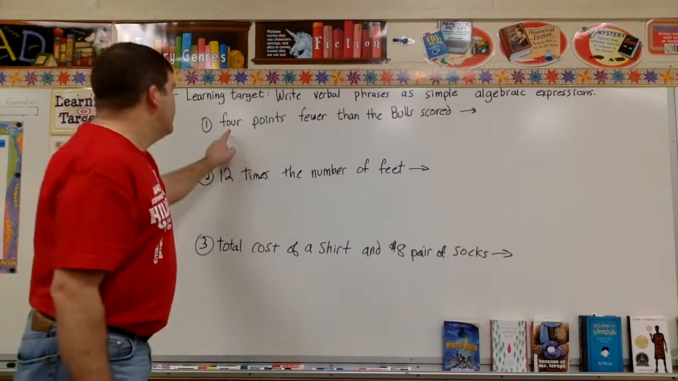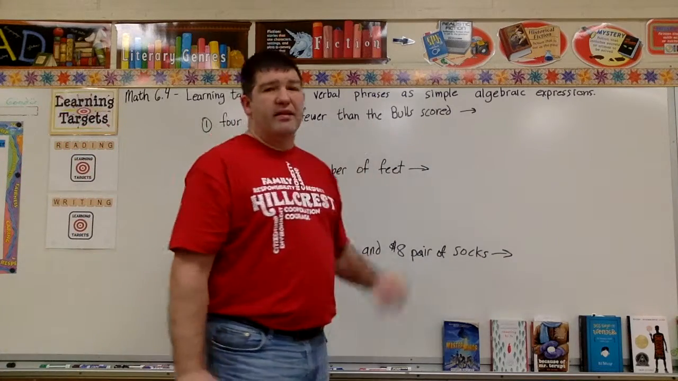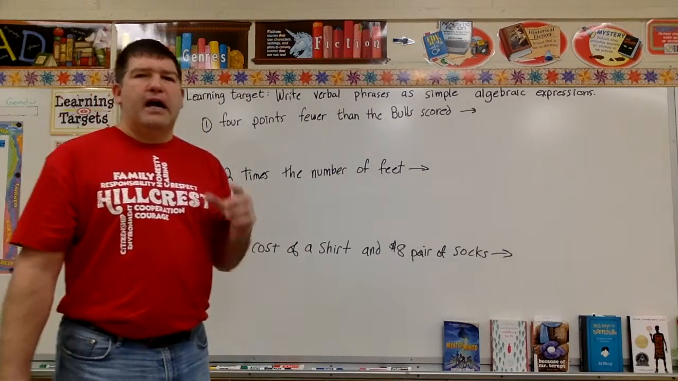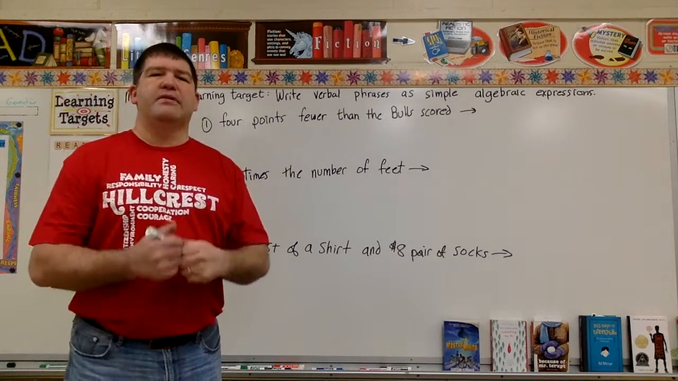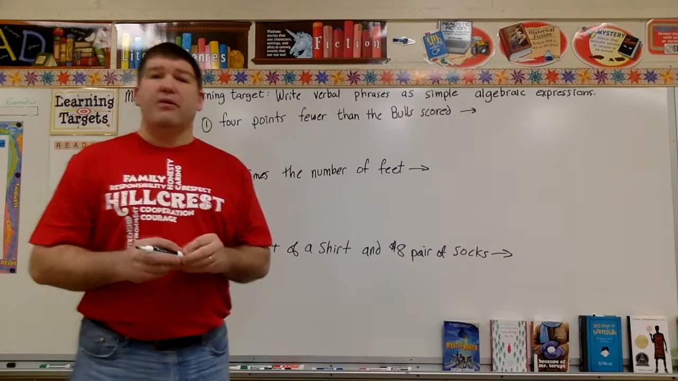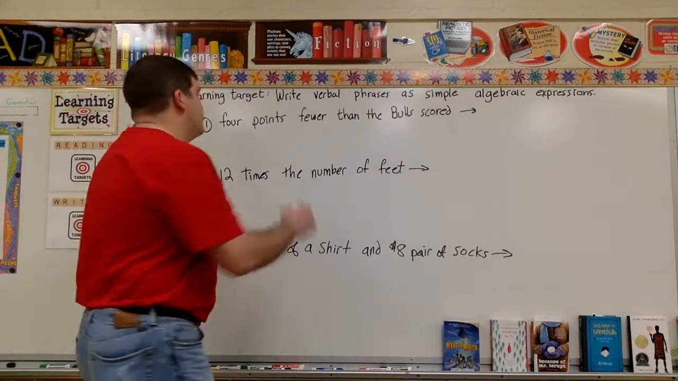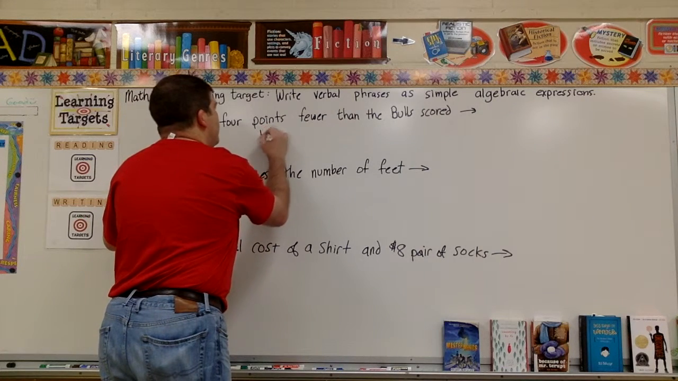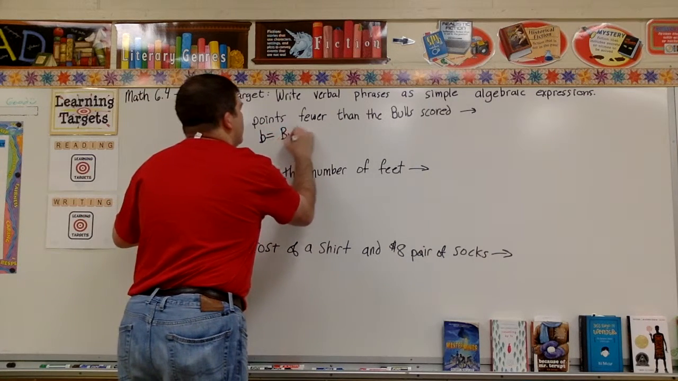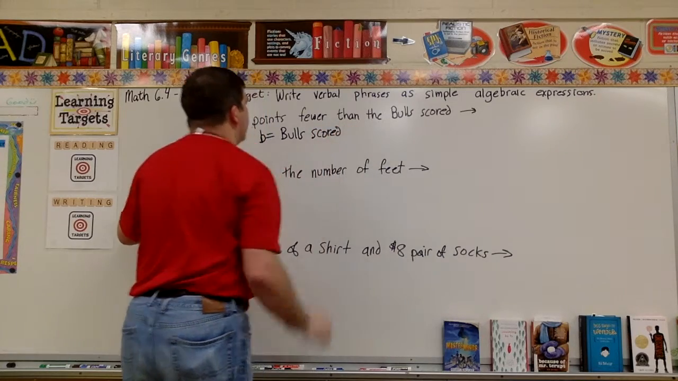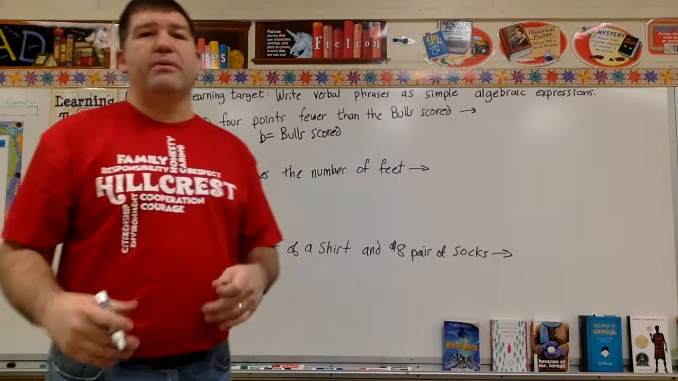Number one says 4 points fewer than the Bulls scored. Okay, so I need a variable. I need something to represent something I don't know. Do I know how much the Bulls scored? No. So I'm going to do B equals Bulls scored. Okay, so B equals the amount the Bulls scored.